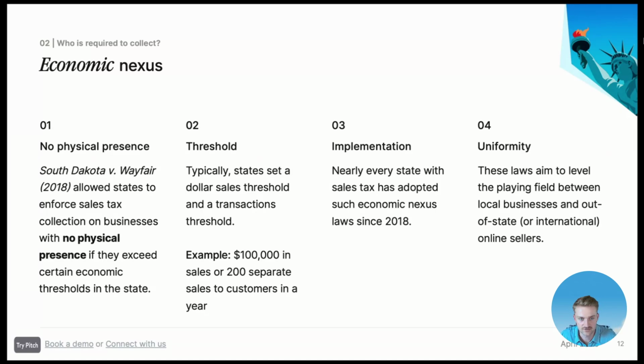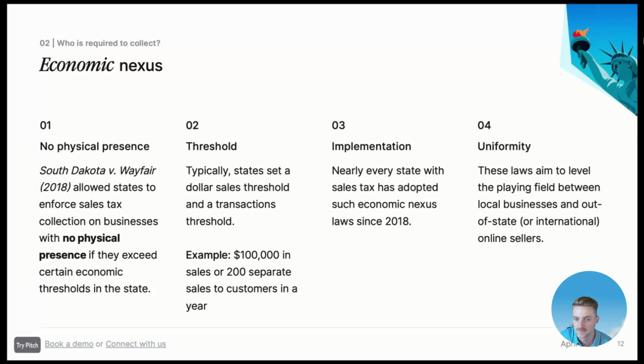That's an example of a state that has a higher threshold. I think Texas and California are other examples that have a threshold set at $500,000 rather than $100,000. Almost every single state has adopted this concept of economic nexus since 2018. This really is an attempt by states to level the playing field between in-state and out-of-state sellers.